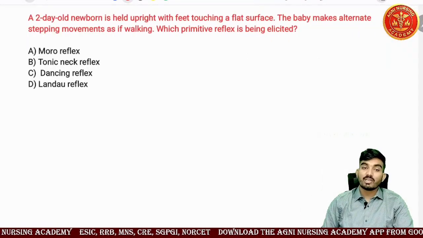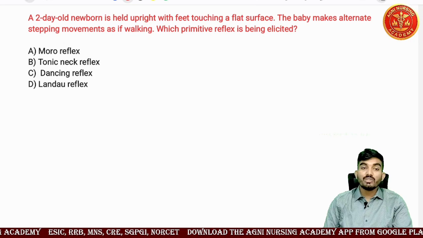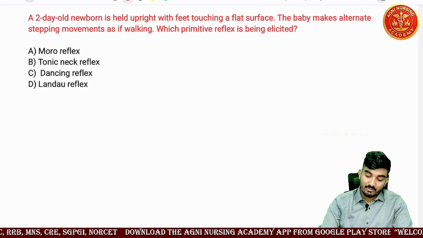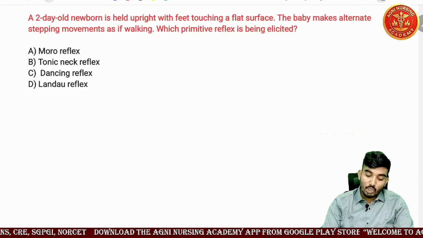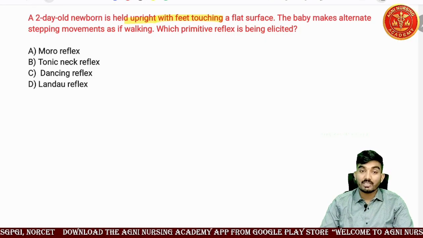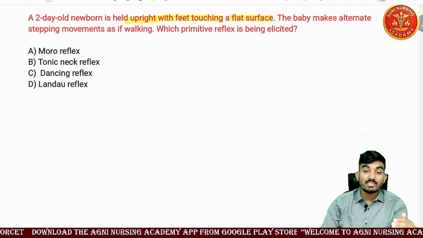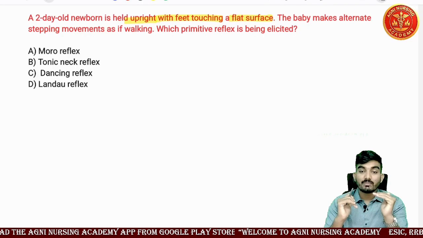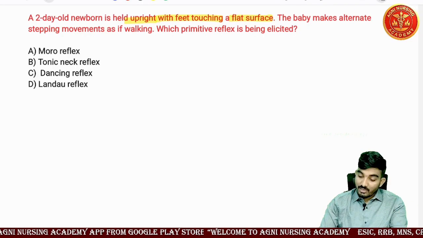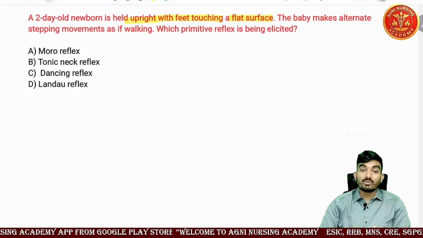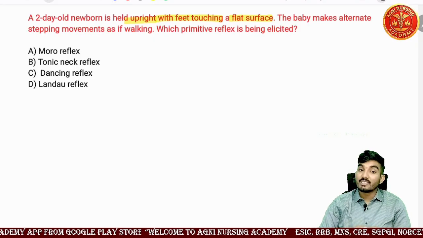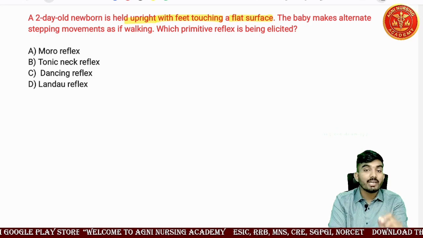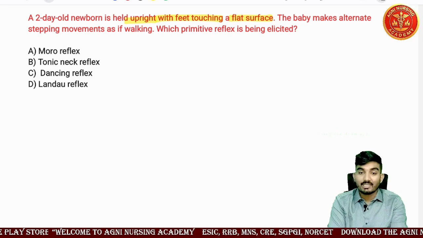Okay, now we'll see the next question. A 2 day old newborn is held upright with feet touching a flat surface. Upright means upper and lower movement. When the child touches the flat surface, the child is doing upright movements, and the baby makes alternate stepping movements also, as if walking. Which primitive reflex is being elicited? Which reflex is presenting like that question asked?